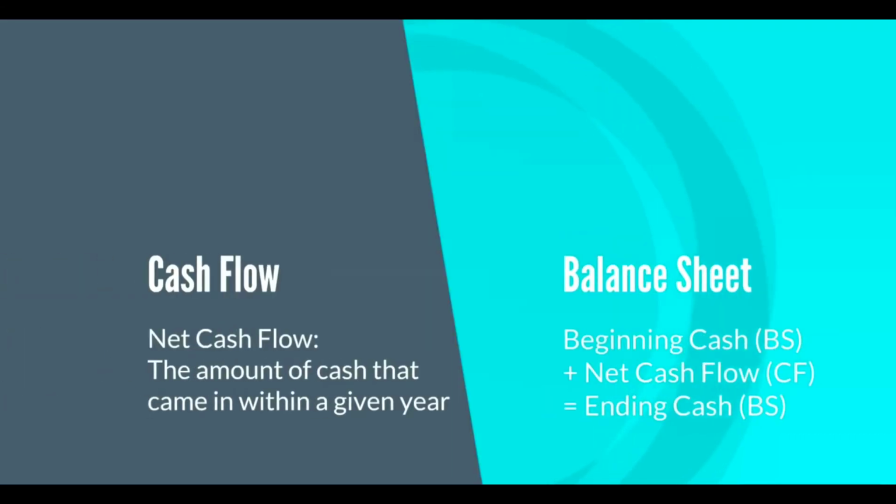The cash flow statement and the balance sheet are connected. The most obvious item that forms this link is cash. When we add net cash flow obtained in a given year to the beginning balance of cash, we obtain the amount of cash the firm has in its bank account at the end of the year.